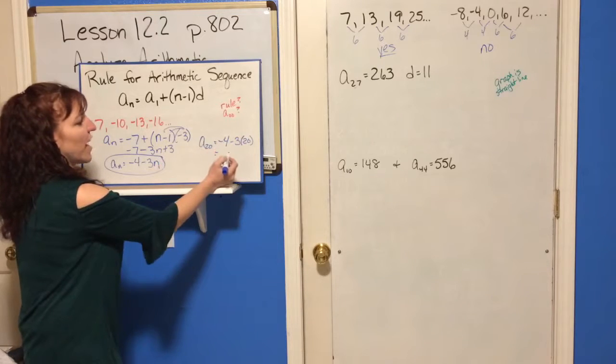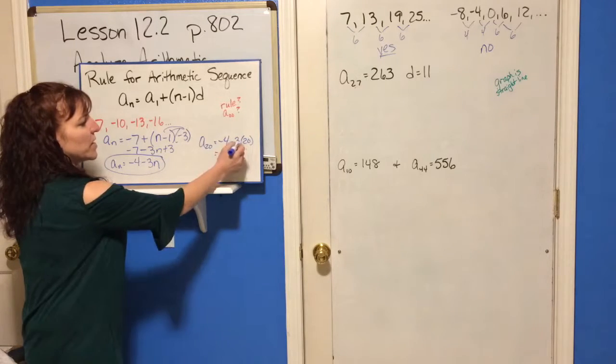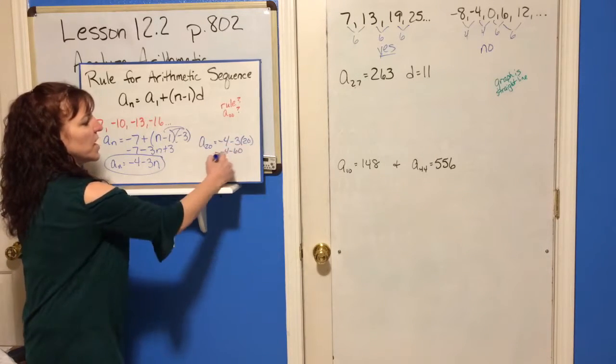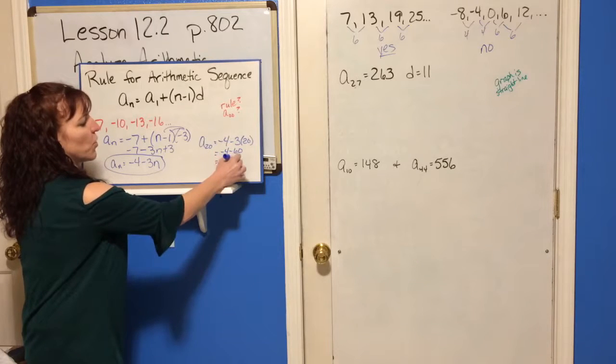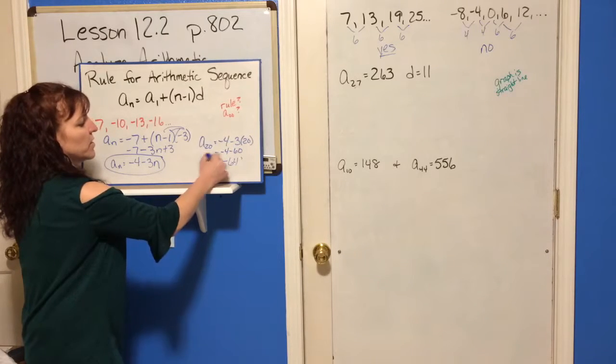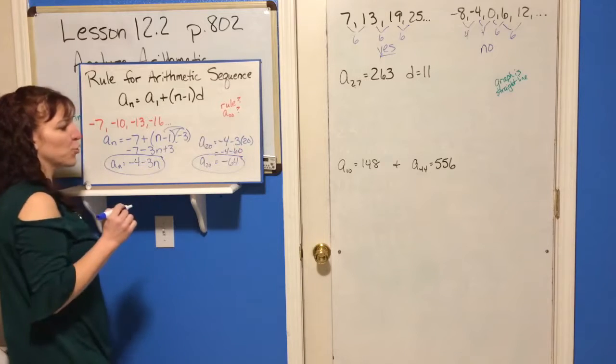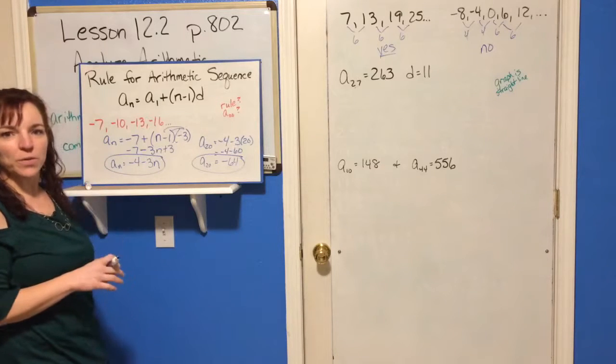So you multiply that out. Negative 4 minus 3 times 20 is 60. And so negative 64 is a sub 20, the 20th term in your sequence.